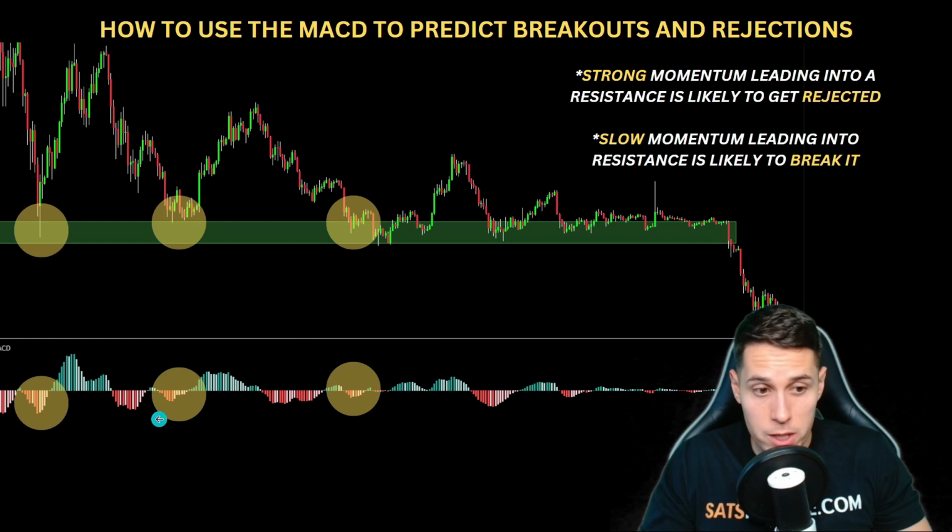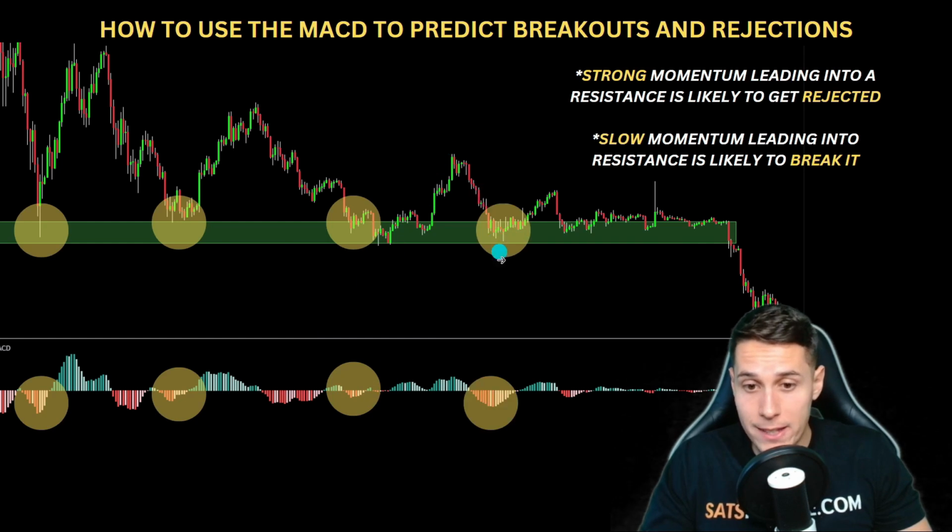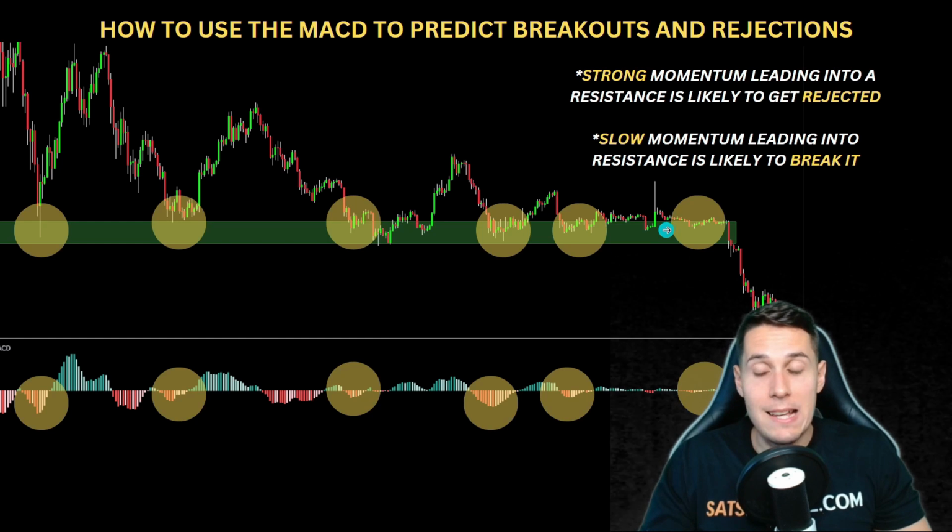And by the way guys, you see that the momentum got slower and slower and slower, but it is still strong. Now let's see the next example. Strong momentum leading into the resistance is likely to get rejected. Bam, it's not gonna break it. Same thing right here. But now guys, look at this.